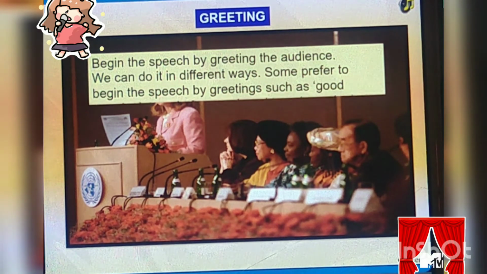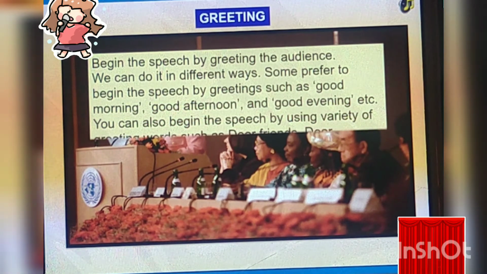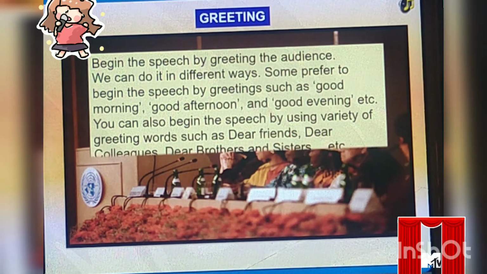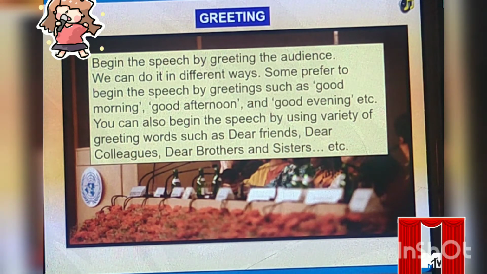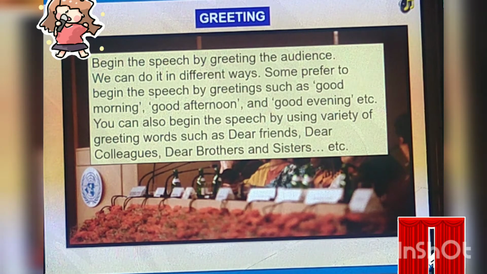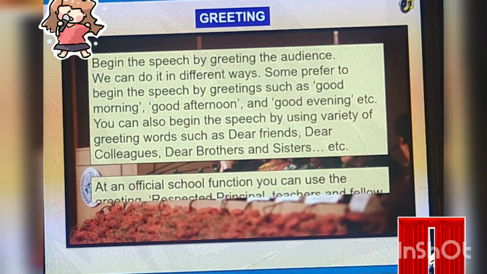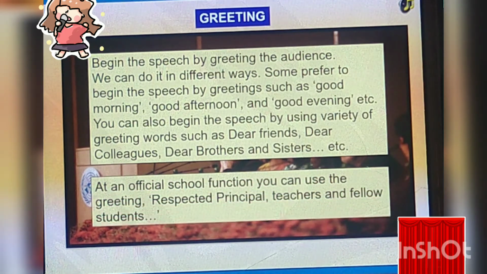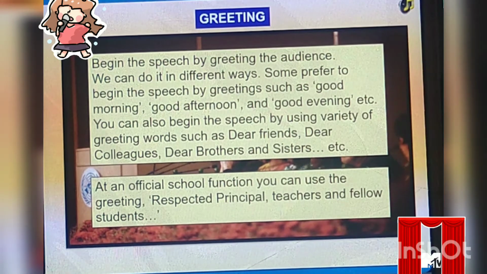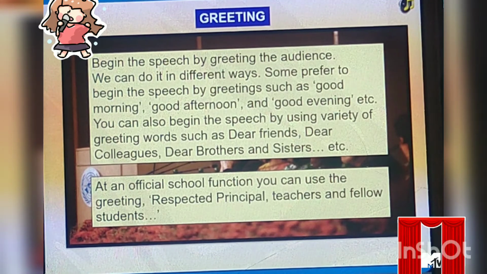Begin the speech by greeting the audience. We can do it in different ways. Some prefer to begin the speech by greetings such as good morning, good afternoon, etc. You can also begin the speech by using a variety of greeting words such as dear friends, dear colleagues, dear brothers, etc. But at an official function, you can use the greeting respected principal, teachers, and fellow students.